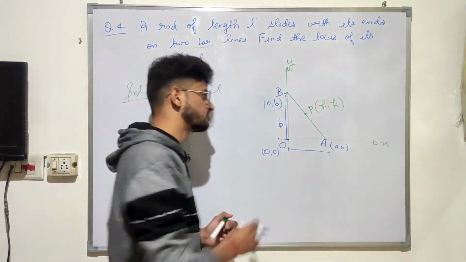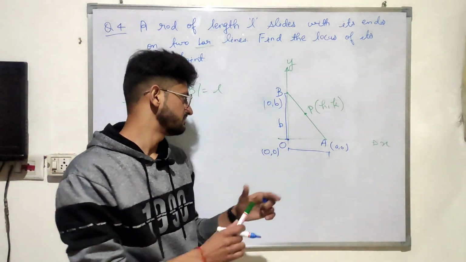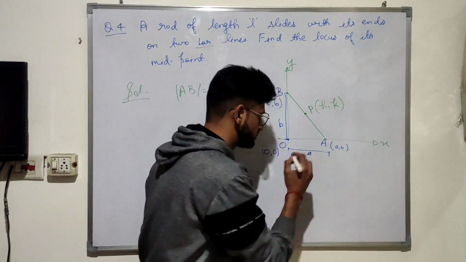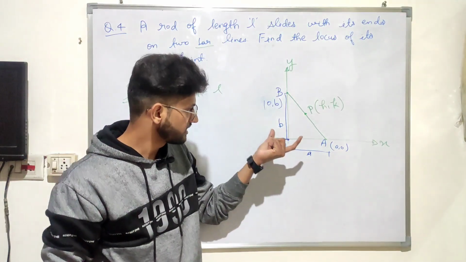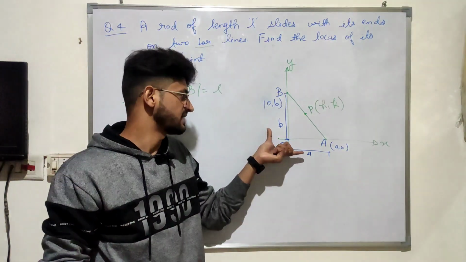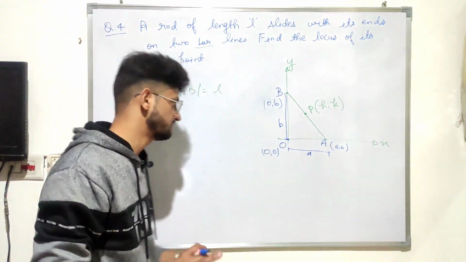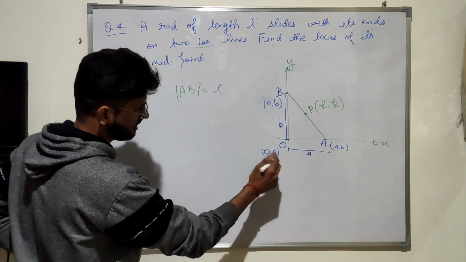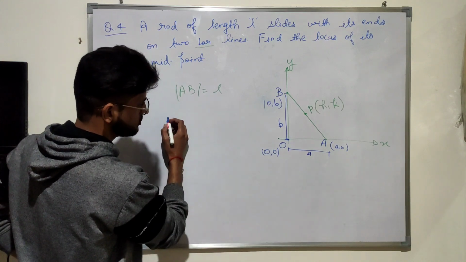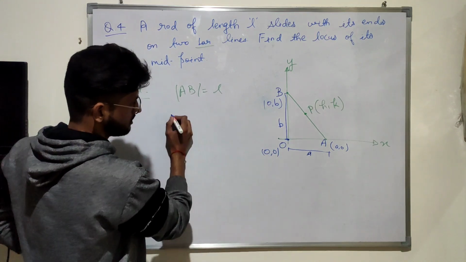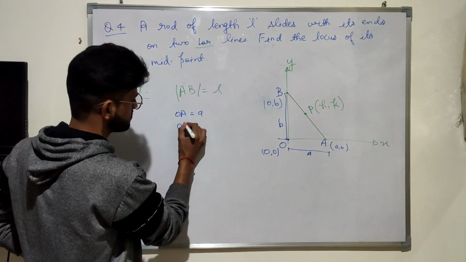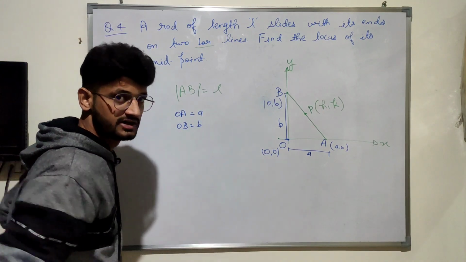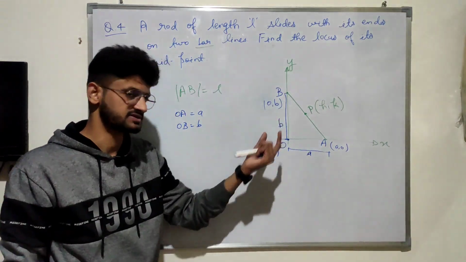So as of now, I have introduced two new variables, that is A and B. So it is my duty, before reaching the final solution, to remove these variables A and B from the final equations. So here, what information are we having? We are having that OA is equal to A, and OB is equal to B. This we have already assumed to be this distance.